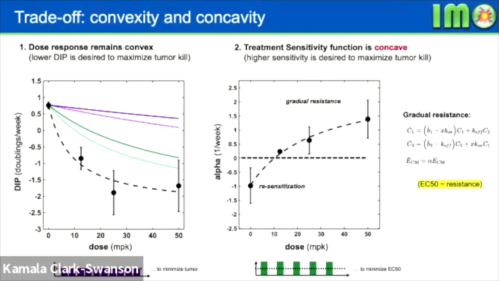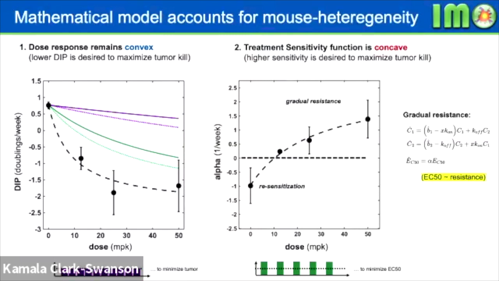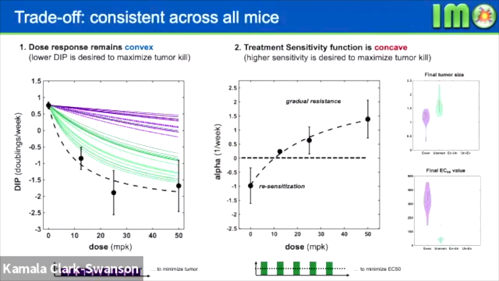So you see this trade-off that occurs, that if we want to minimize the tumor size, we should use purple. If we want to minimize the level of resistance as quantified by EC50, we should use the green. And not only that, we can do that on a per mouse basis. So we have an individualized dose response curve for each individual mouse, and we can see the distribution of final tumor size. Purple is best, and the model predicted EC50 value, green is best in that case.